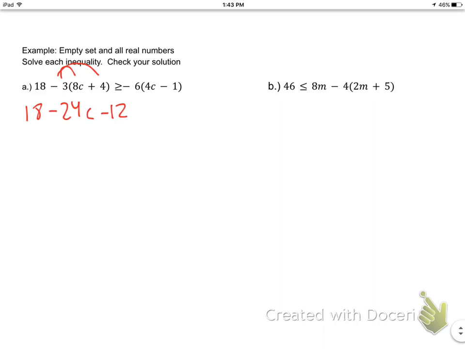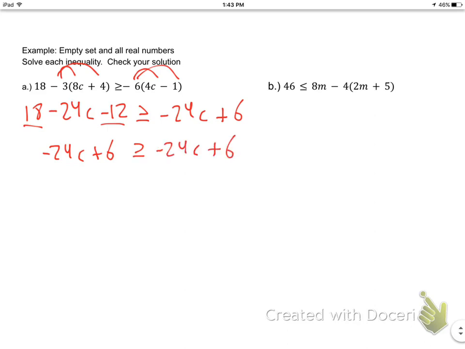I jump to the other side, and it's greater than or equal to negative 6 times 4c minus 1. Negative 24c. Negative 6 times negative 1? Plus 6, because negative makes a positive. Now, before I move on, bringing things left and right, I'm going to simplify. What's 18 minus 12? Because those are common terms. So negative 24c plus 6 is greater than or equal to negative 24c plus 6.